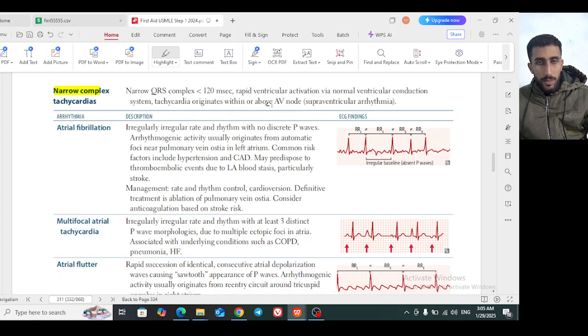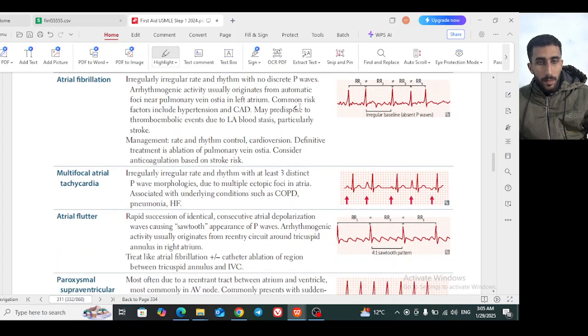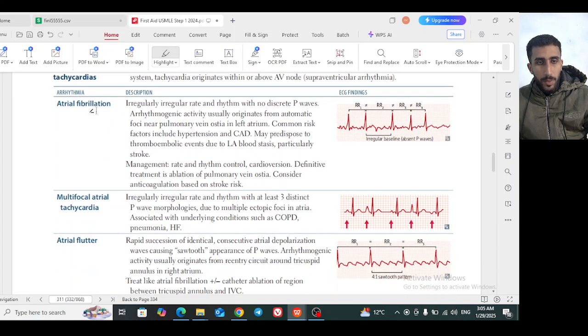The second is understanding the physiology. The ventricular activation is normal here, and the ventricular conduction is also normal, but there is some kind of focus or arrhythmia originating within or above the AV node. From the AV node downward, there is nothing abnormal. So this is characteristic of narrow-complex tachycardia.